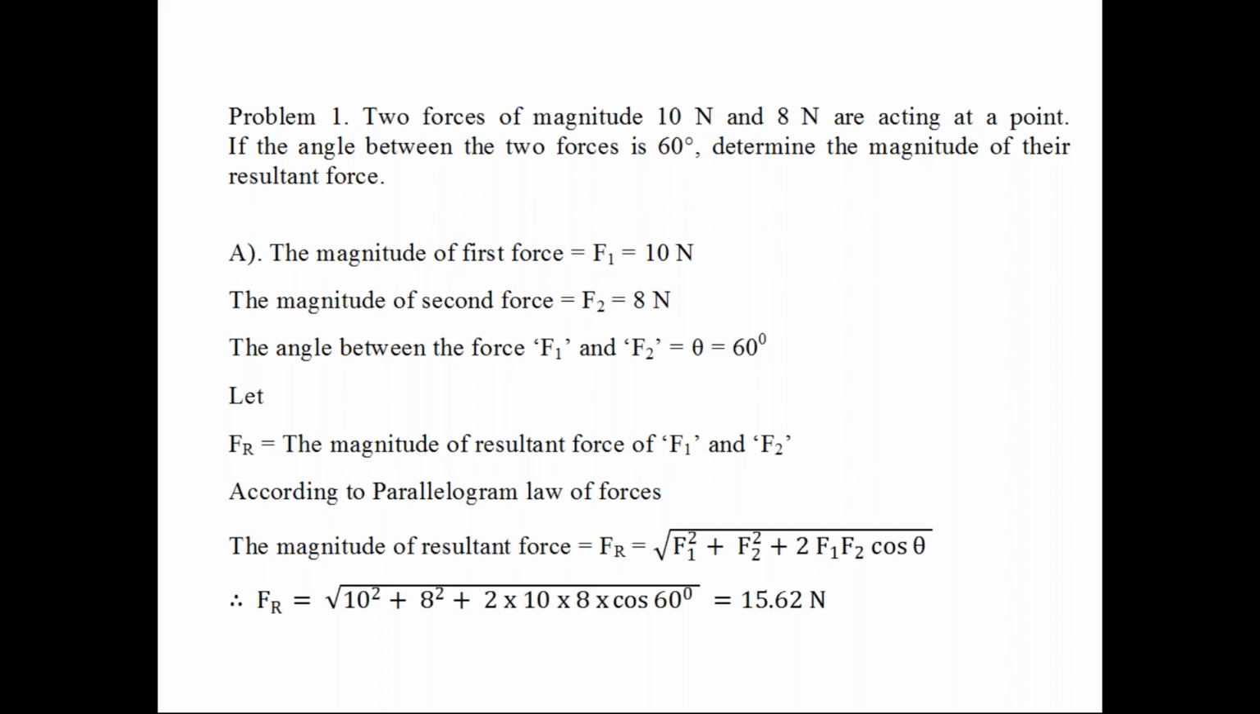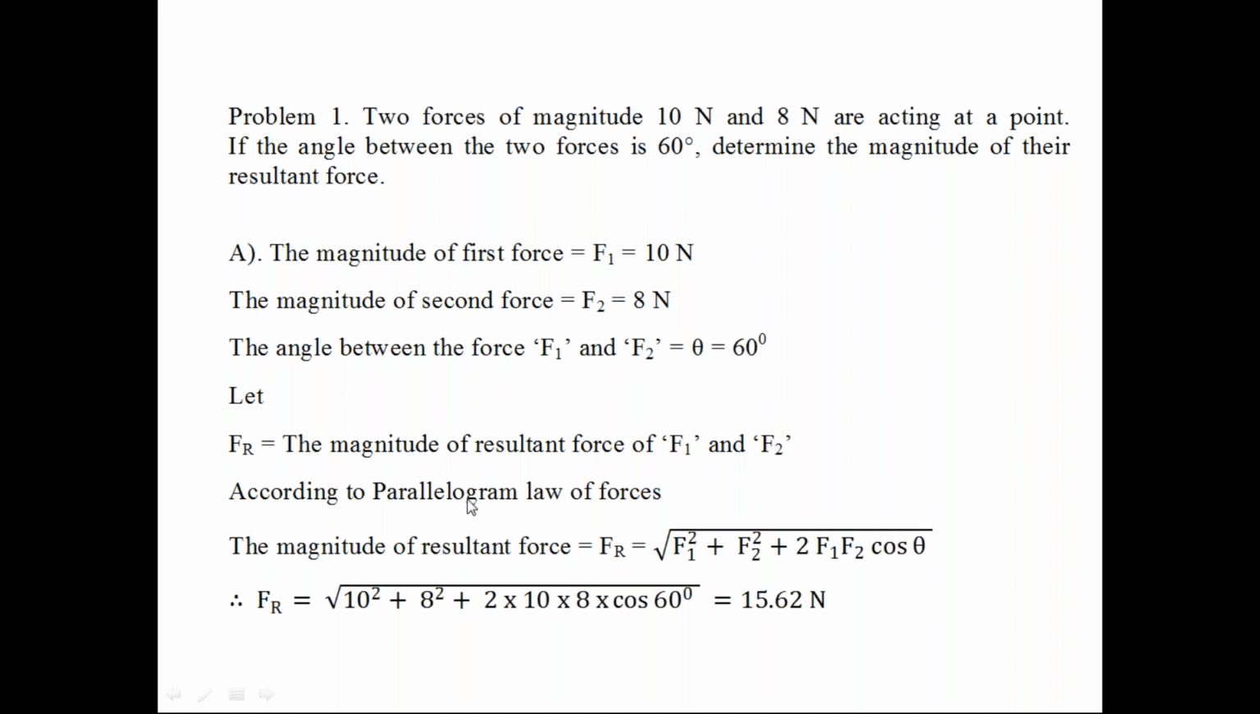In this numerical problem, they gave the force F1 magnitude 10 Newton, the force F2 magnitude 8 Newton, and the angle between the forces F1 and F2, theta, 60 degrees. We are asked to find the resultant force magnitude Fr. Coming to the steps for this problem: the magnitude of the first force F1 is 10 Newton, the magnitude of the second force F2 is 8 Newton, and the angle theta is 60 degrees. Take Fr as the magnitude of the resultant force of F1, F2.